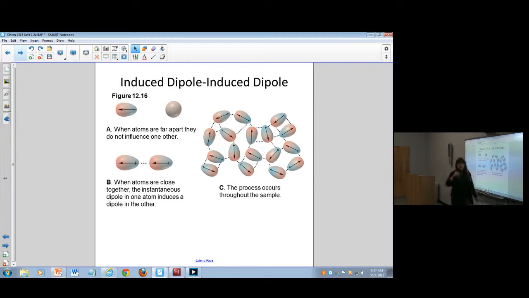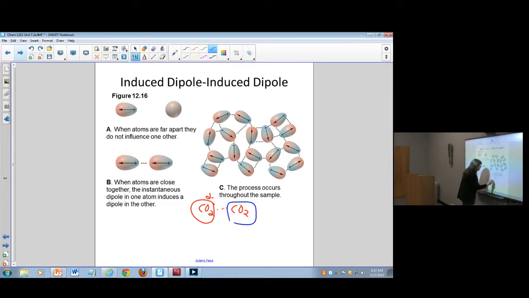And then there's another one called induced dipole, induced dipole. So in other words, I have two nonpolar molecules. Let's assume I have CO2 interacting with CO2. Both of them are nonpolar, but for a brief moment, because of polarizability, this one might develop a partial negative charge at this end. And therefore, in reaction to that, this one would develop a partially positive one.